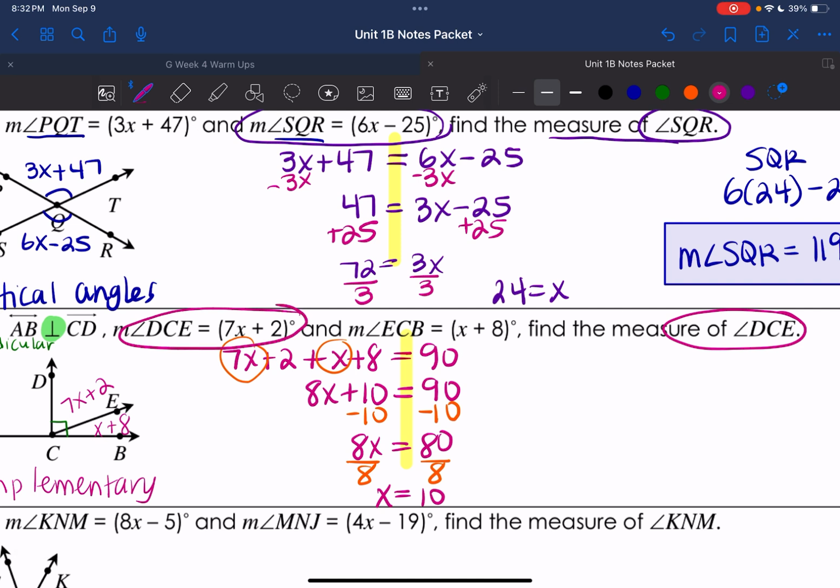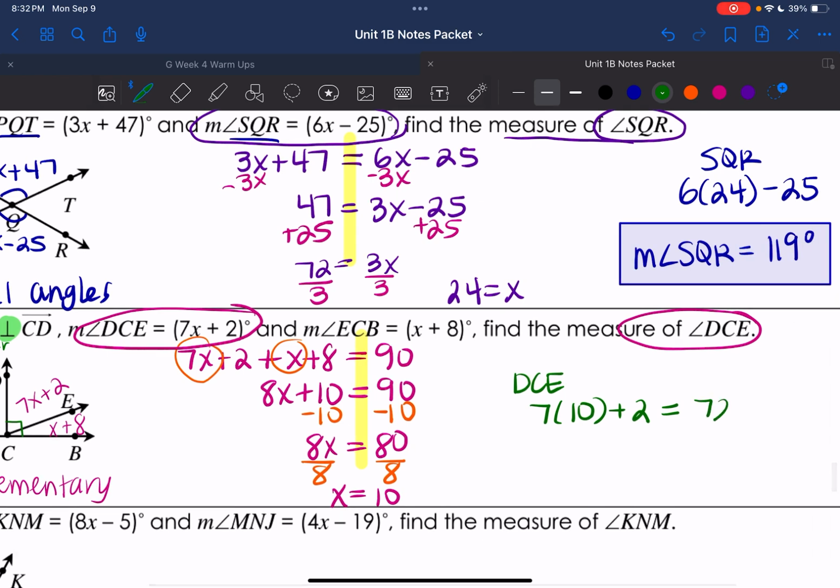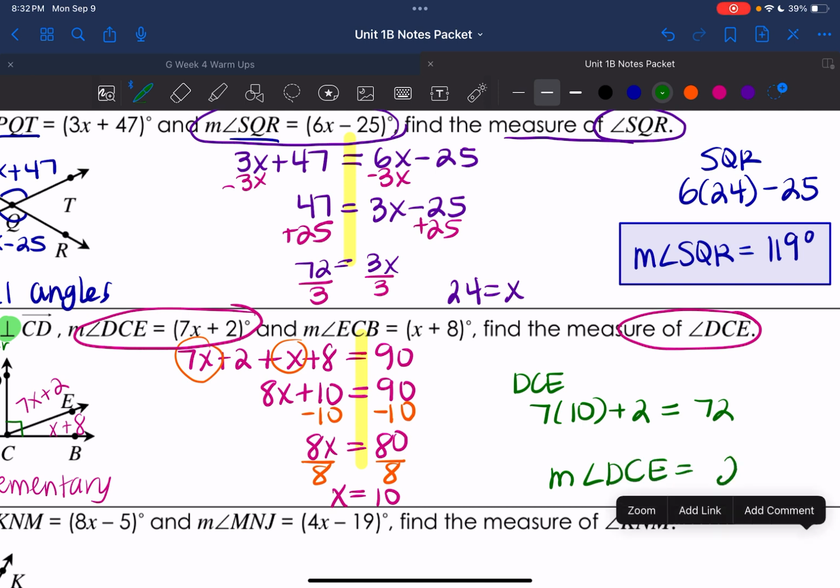So I got this far, but now they want me to find the measure of DCE. DCE is this one right here. So to find that, it'll be 7 times 10 plus 2. You could type that into the calculator all at once, but I am getting 72. So the measure of angle DCE is 72 degrees.